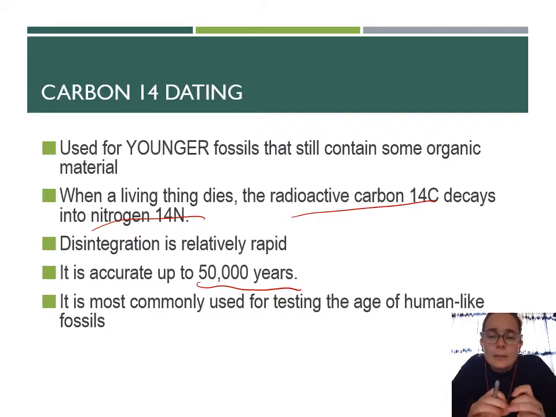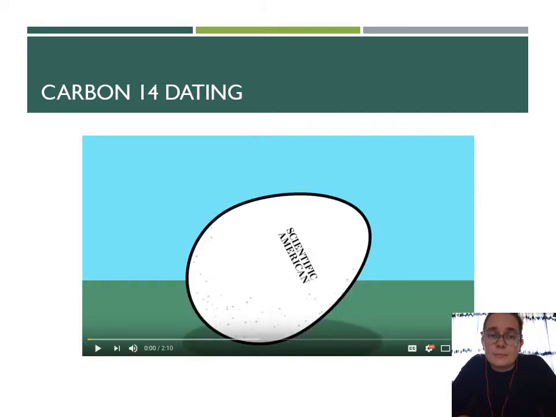It's most commonly used for testing human-like fossils because, as we spoke about before, in the grand scheme of things, we haven't been around for very long. So 500,000 years is more than enough time to be able to use carbon dating, that carbon-14 dating, to determine how old a human fossil is, or things that were around at the same time as humans. If we're getting any older than that 50,000 years, then we need to choose a different type of radioactive dating.